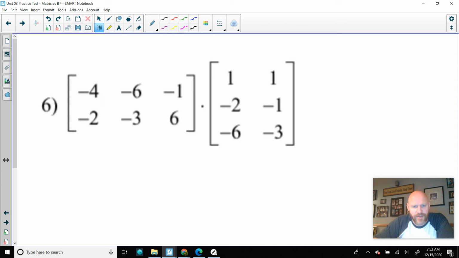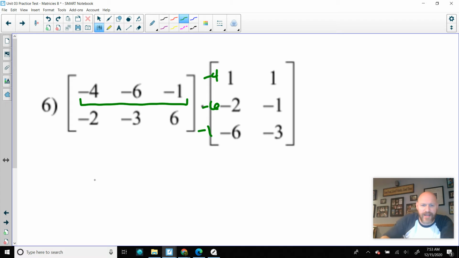All right, so for number 6, we have a matrix that's a 2 by 3 and a 3 by 2, so we are allowed to multiply these together. We're going to grab this first row and dump it in so that the negative 1 hits the bottom first. We have a negative 6 right on top of that, and we have a negative 4 right on top of that.